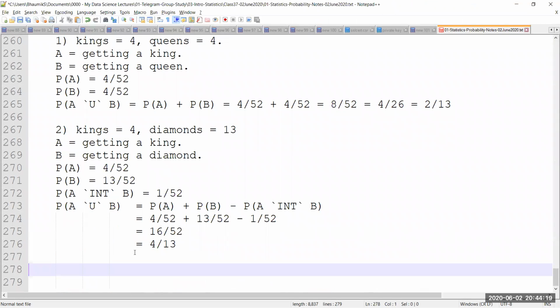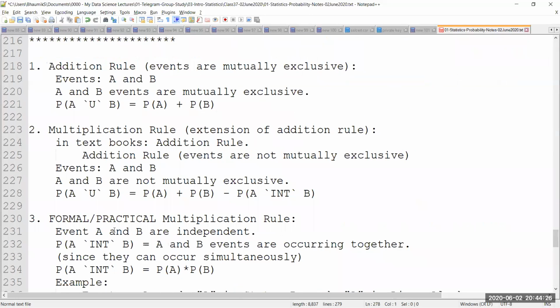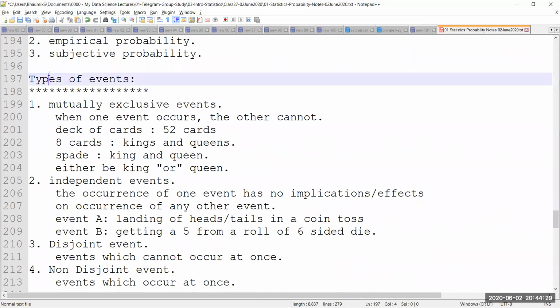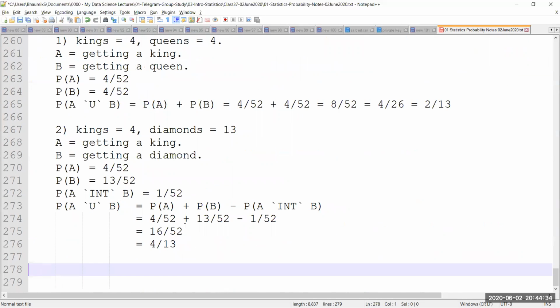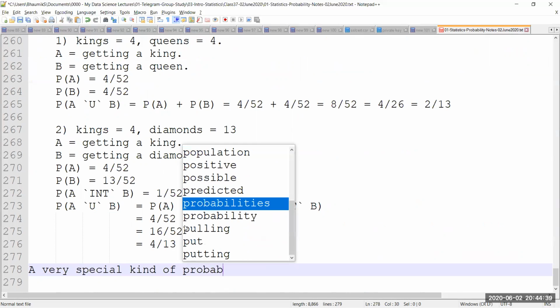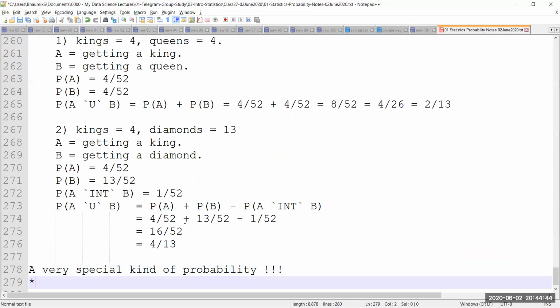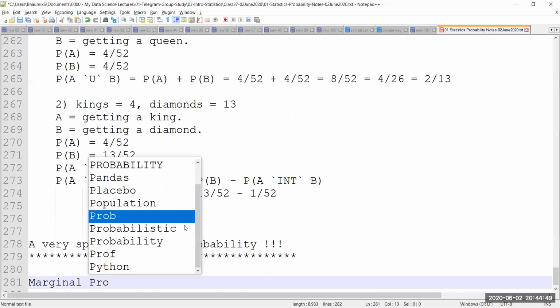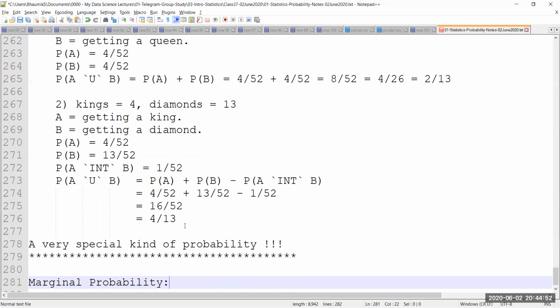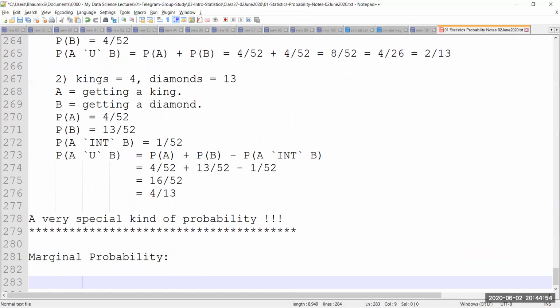So I'll quickly explain one more type of probability which we have, and then we will look into something else. So these are rules of probability, types of events we have already seen. We have seen types of probability. Now we are going to see a very special kind of probability, otherwise known as marginal probability. Now let's define marginal probability properly first. If I'm not able to define this, we won't be able to understand.